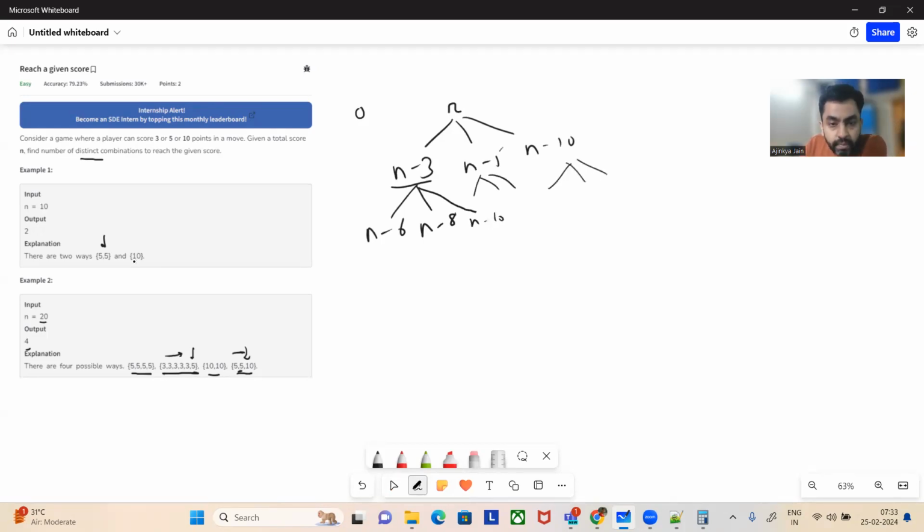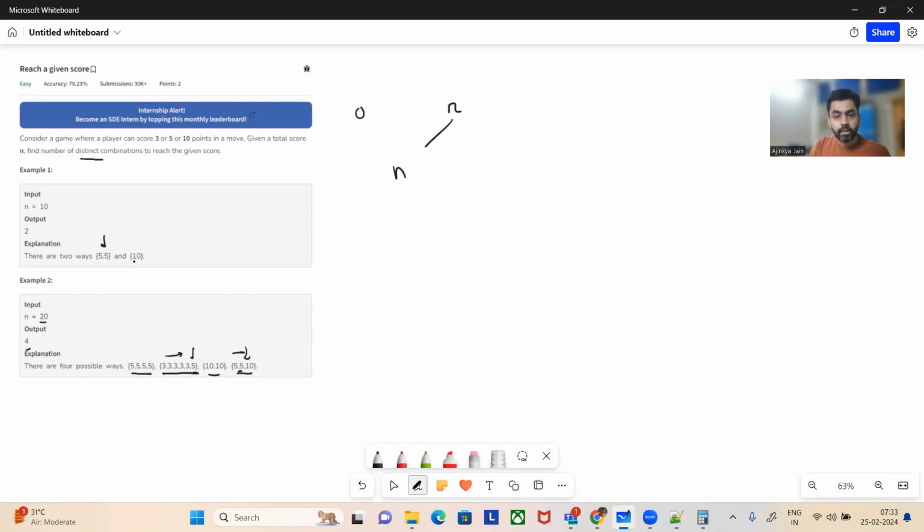In this combination, there can be repeating subproblems as well. For example, the one which we are solving here must have been solved here as well. So there will be repeating subproblems. When recursion and repeating subproblems come, then naturally to optimize we have dynamic programming. So let's take this example, n equal to 10. We'll have a dynamic array of size 11, indices 0 through 10.